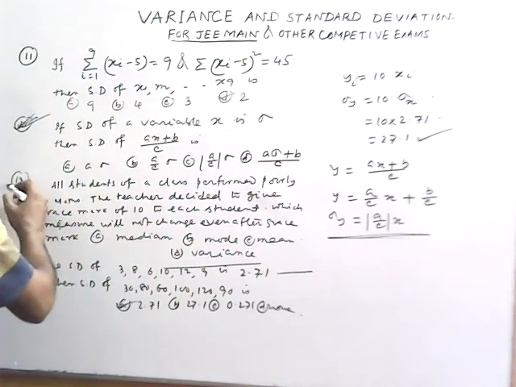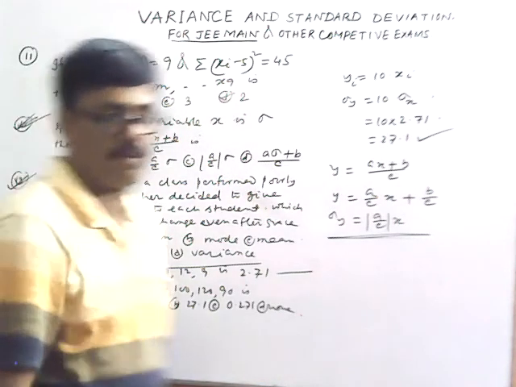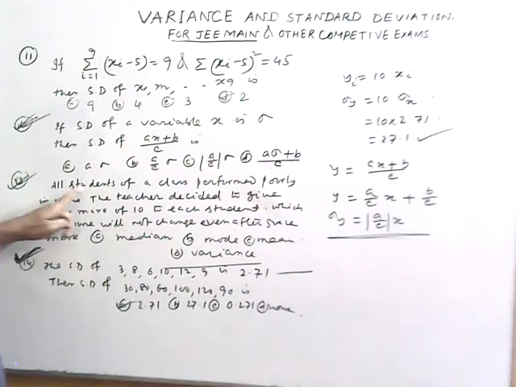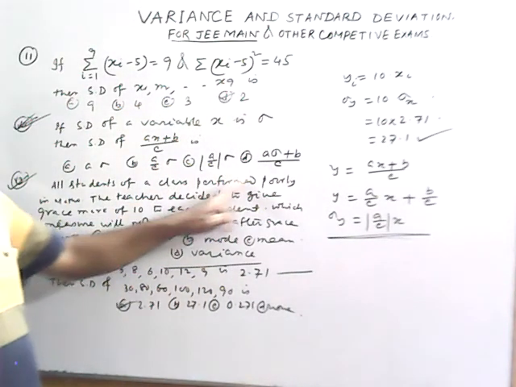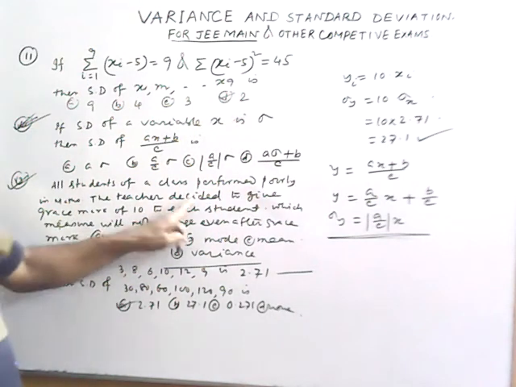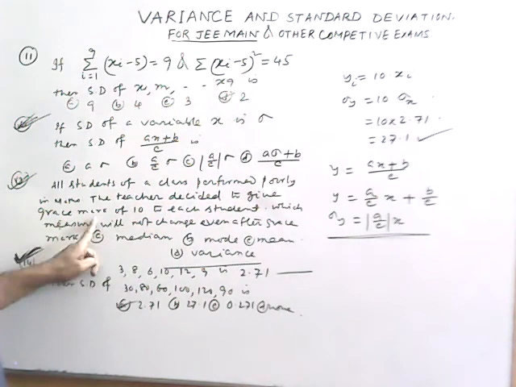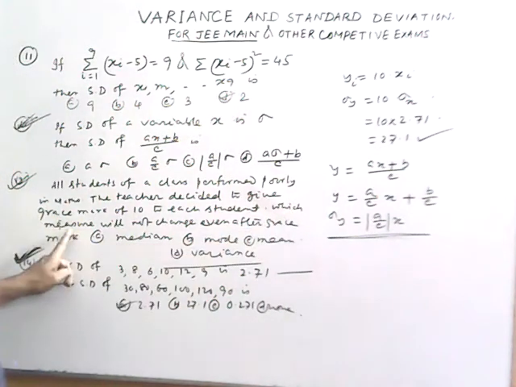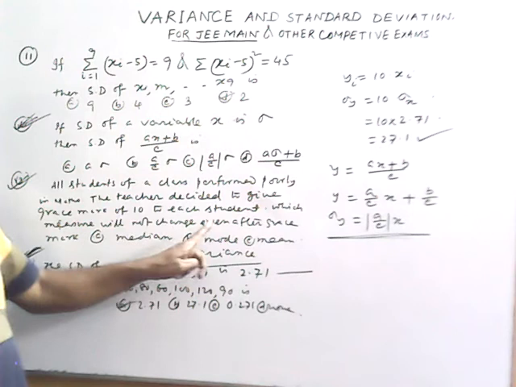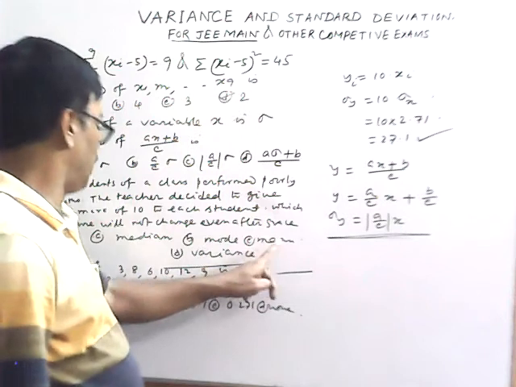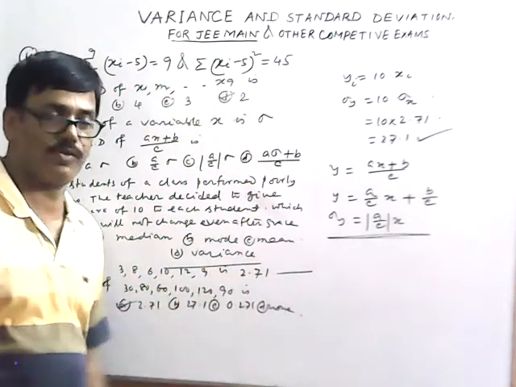Now look, 13. There is a practical problem. All students of a class performed poorly in math. The teacher decided to give grace marks of 10 to each student. Then which of the measures will not change even after the grace marks? The options are median, mode, mean, and variance.